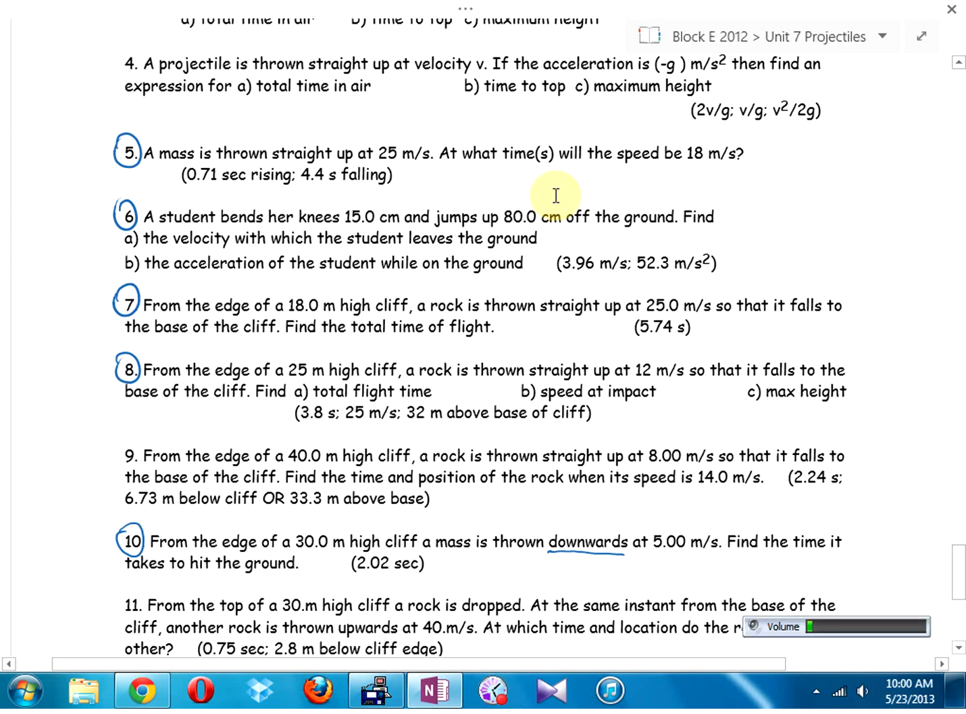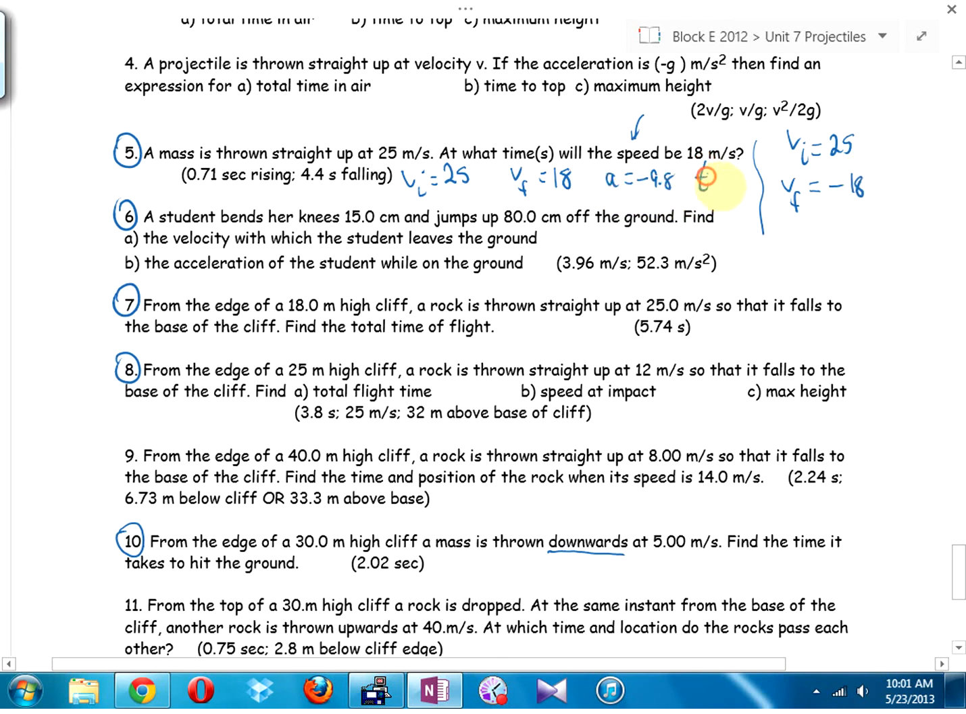From the homework, number 5, how do you get the second time? Well, let's list what we know. We know that VI is 25. We know that VF is what? No, 18? Except, wait a minute, it said that the speed is 18. I think VF can be 18, but I could do a second situation where VI is 25 and VF on the way down is negative 18. A is negative 9.8, find T.